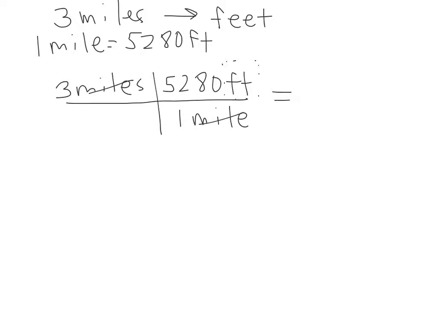Now in order to solve this equation, you take everything on the top and multiply it together, take everything on the bottom and multiply it together, and divide the top by the product of the bottom. In this case, there are 2 numbers on top, so I'll be multiplying 3 times 5,280, and there's only 1 number on the bottom, so I'm only really dividing by 1. So the answer is going to be 15,840 feet.